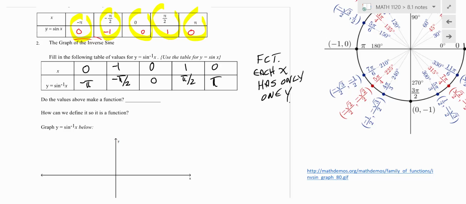Okay, so the idea for a function is every x must have exactly one y. Since that's not a function, we have to redefine it so it is a function. Now let me ask a question on this. Let me go back to the previous page and check you on something. Then I'll come right back.